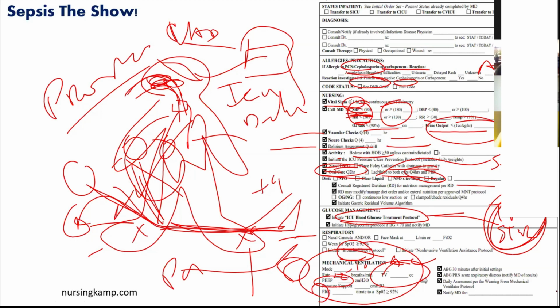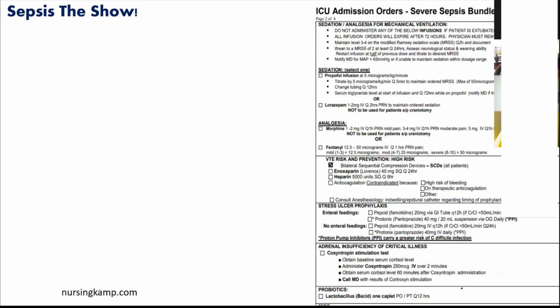All right, ABG, this is normal stuff, and then we'll move to the next one. The next thing is sedation for mechanical ventilation. You either have propofol, so if they're on propofol, they're also going to be on lipids, right? So you're going to monitor.